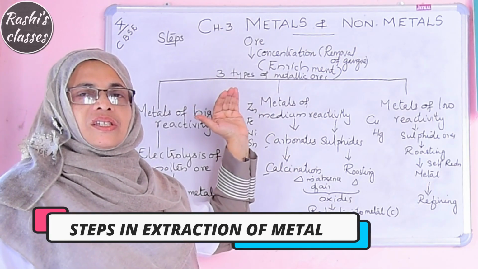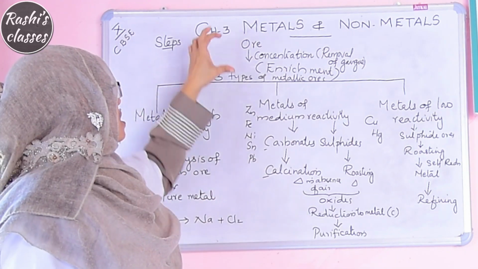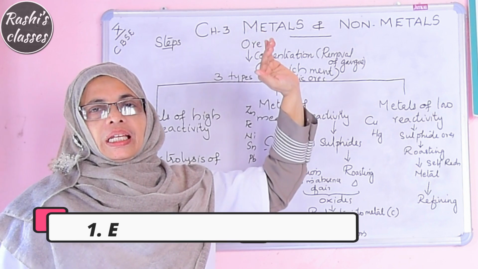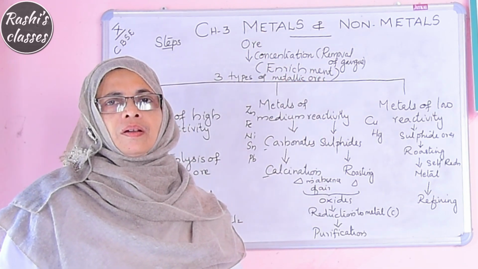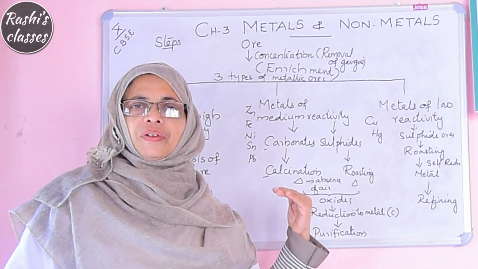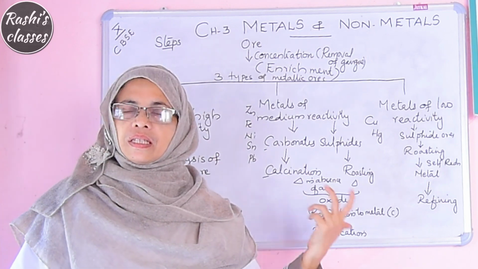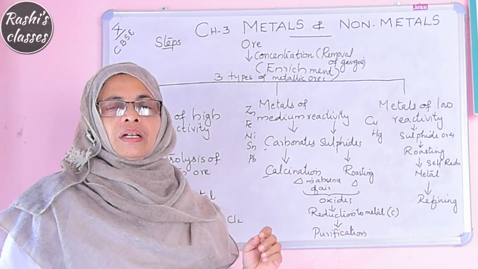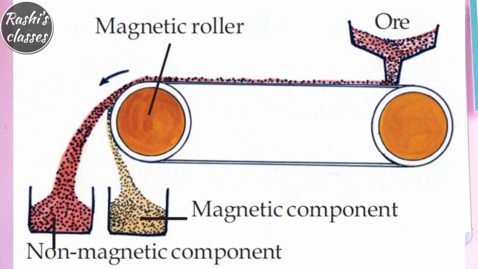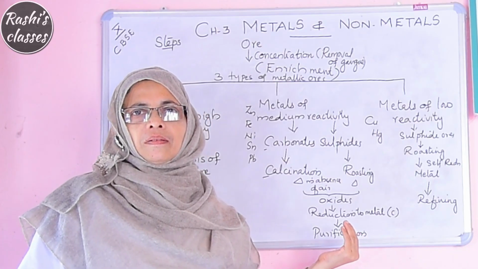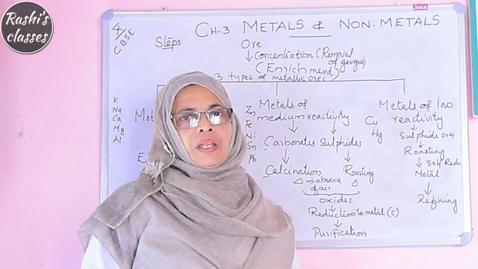These are the major steps involved in the extraction of metals. First, the ore. We have to select the ore. We have to do the enrichment of the ores. What is enrichment? Another word is concentration of the ore. For this, several techniques are there: washing in a stream of water, then froth flotation, magnetic separation, leaching. All these are concentration methods.